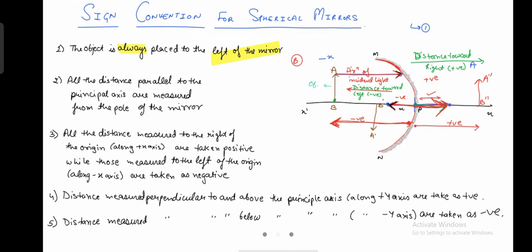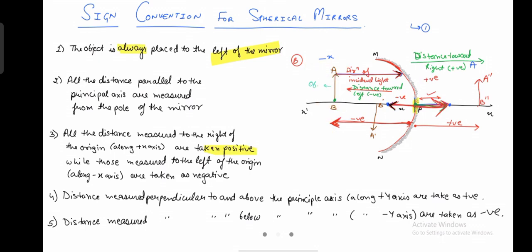So in the second point, what we are saying is that all the distance parallel to the principal axis are measured from the pole. Yes, we are measuring everything from the pole. We are starting everything from this point, that is the pole. So all the distance are measured from the pole. First of all, object on left. Second thing, measure all the distance from the pole. Third thing, all the distance measured to the right of the origin, that is along the positive x-axis, are positive. So all the distance which are towards this side basically are positive, while all the distance which you are going to measure towards the left side, basically this side, are negative, right?